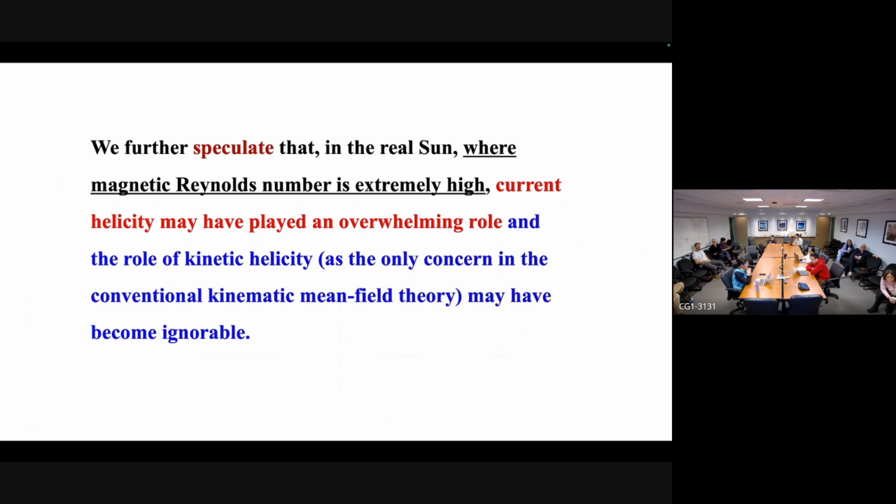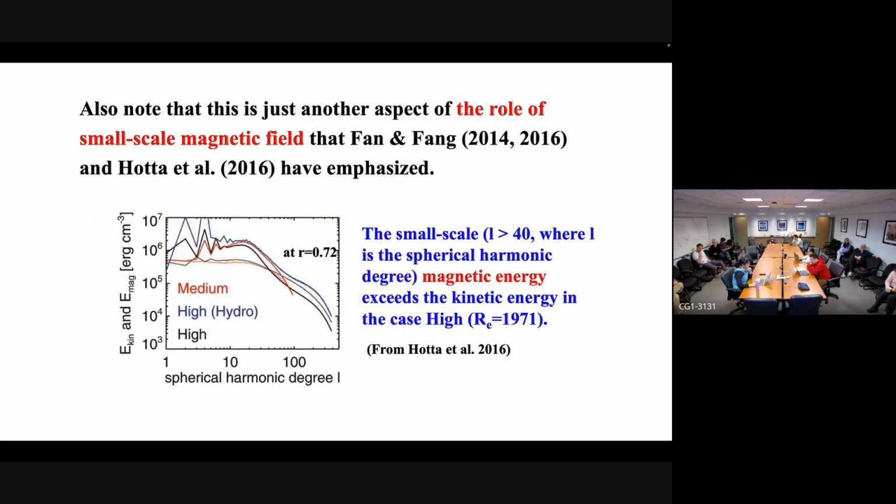And then we further speculate that in the real Sun, where the Reynolds number is extremely high, even for Hotterson's simulation, his Reynolds number is nearly 2K, but the real Sun's Reynolds number should be even higher than that. So we speculate that in the real Sun, the current helicity may actually play an overwhelming role, and the role of kinetic helicity, as the only concern in the conventional kinematic mean field theory, may have become ignorable. So this is really what I'm trying to say.